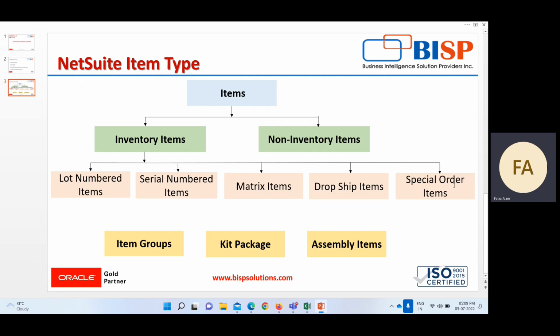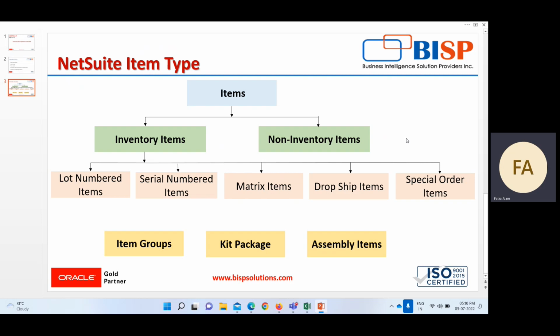So this is about the inventory item. This is the categorization of inventory items. Along with that, non-inventory items again have their subdivision into non-inventory item for sale, non-inventory item for purchase, and non-inventory item for resale. So again, the non-inventory items have their subcategories as well. Apart from inventory and non-inventory item, we have other options such as item groups, kit package, and assembly items.